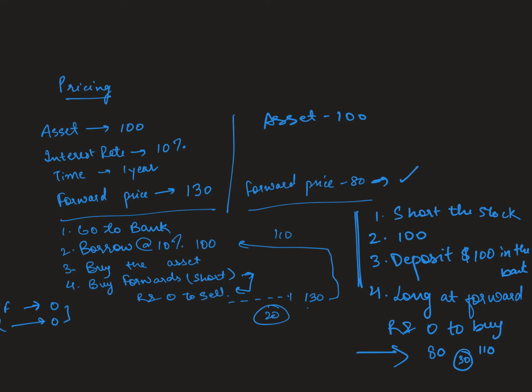So what we saw were two conditions. One is called cash and carry, and the other is called reverse cash and carry. So if there is scope for arbitrage in the market, the investors are going to go for it, which is why the forwards would always be priced at a price where arbitrage is not possible. And that is how basically you find the price of a forward.